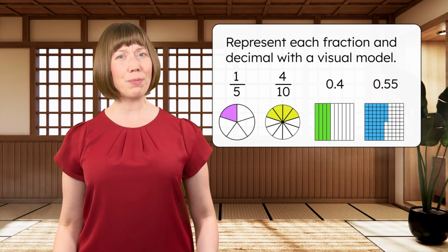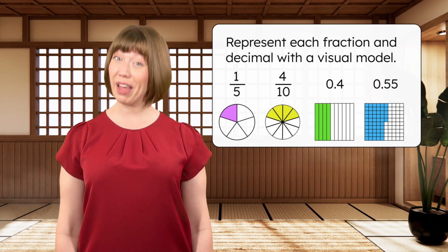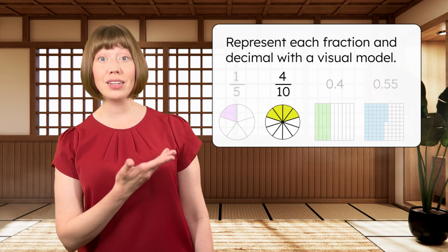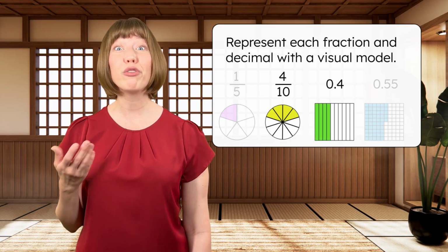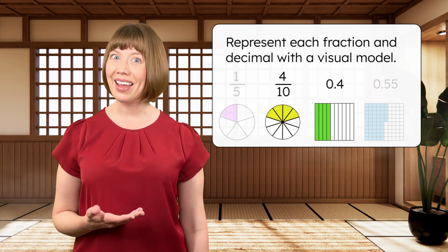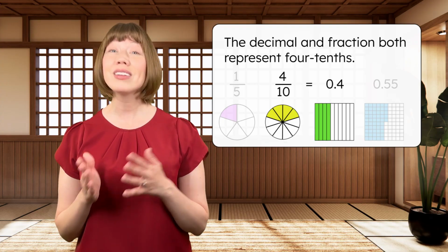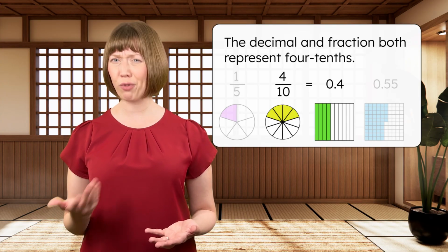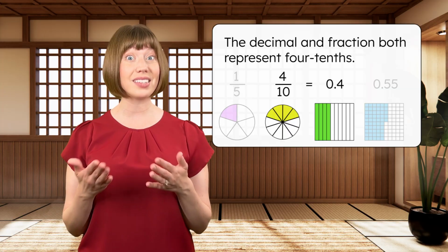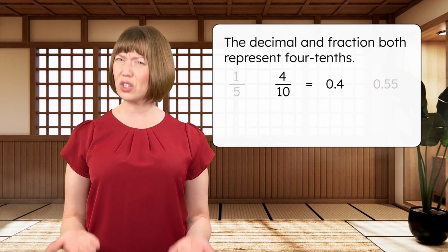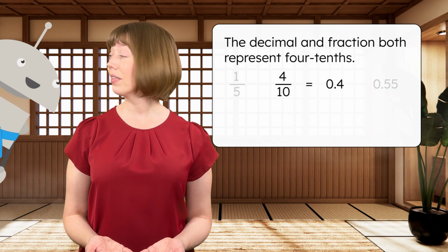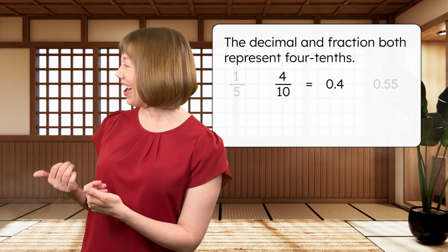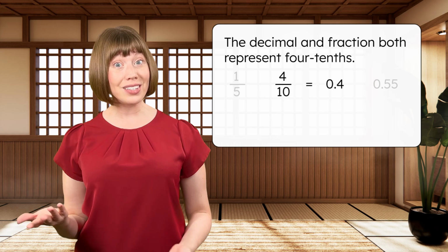Did you notice any pairs that represent the same value? Yeah, this fraction and this decimal both have 4 parts shaded out of 10. They both represent 4/10ths. But how can we figure out if a fraction and a decimal represent the same value without visual models? Exactly, Mia! By converting fractions to decimals.